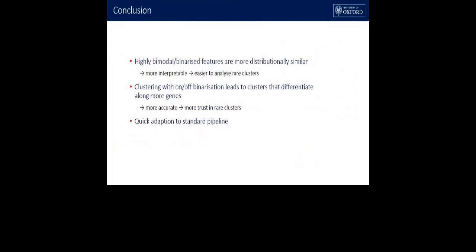So just to conclude, we've used a deep amortized inference network to basically binarize expression data in a more informed way. We can select bimodal features and use binarized data for clustering to give more interpretable and seemingly more accurate results, which is important for rare clusters. With our trained network, switching from the most variable to the most bimodal genes in a standard pipeline is pretty quick and easy.